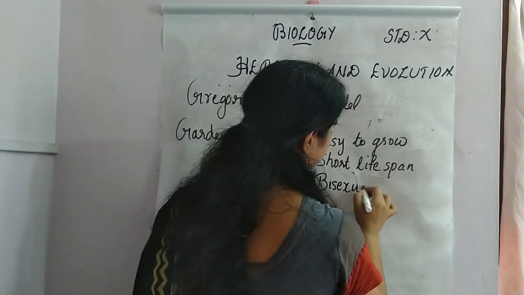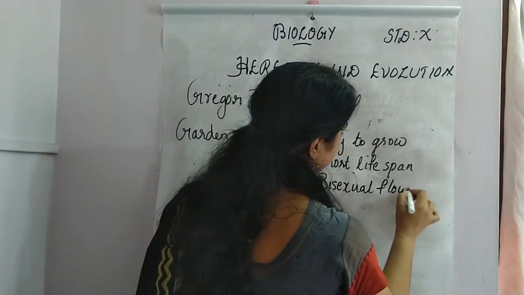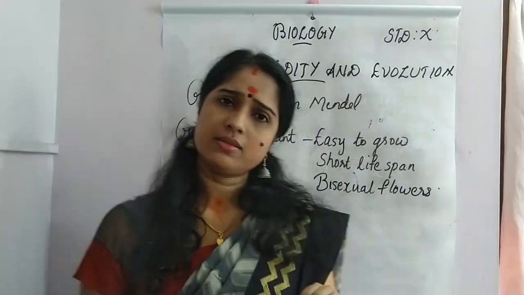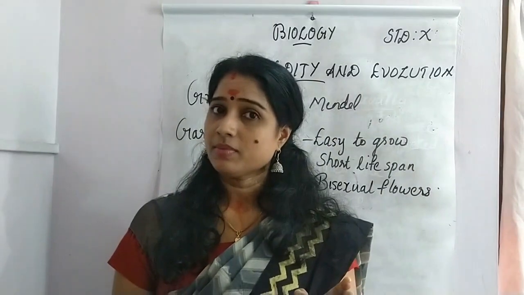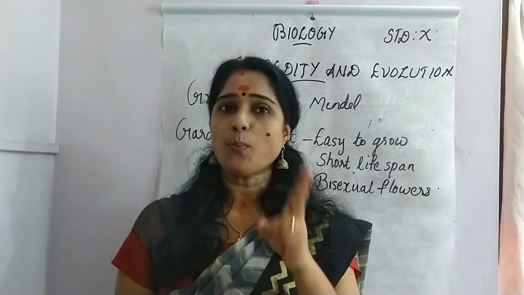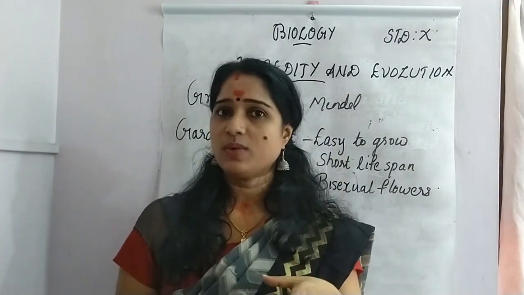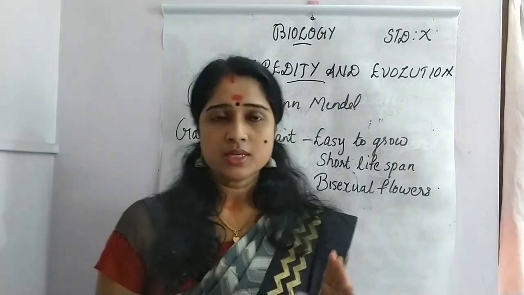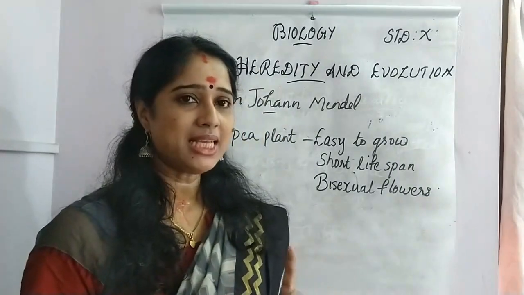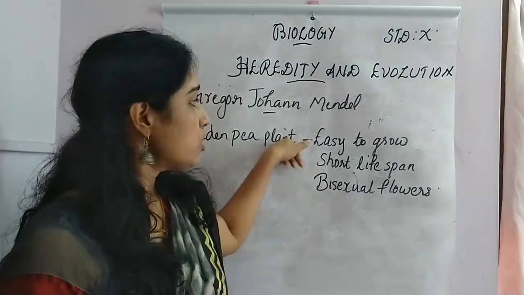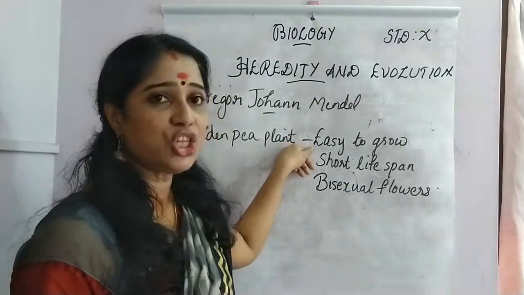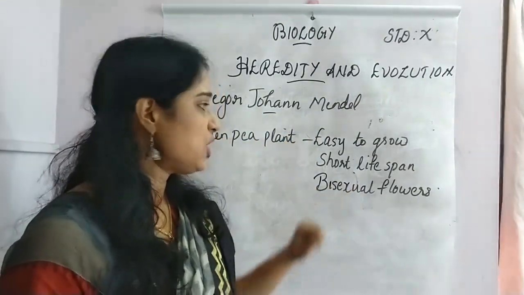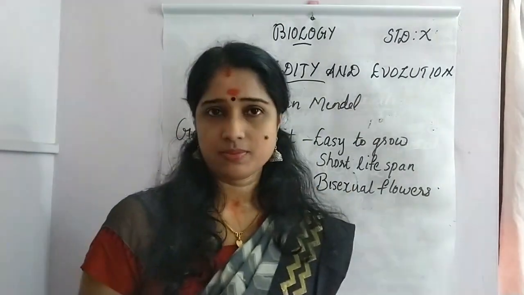Next one is bisexual flowers. Can you tell me what is meant by bisexual flowers? Yes, a flower having both sexes, male sex organs as well as female sex organs, in a single flower. Such flowers are known as bisexual flowers. Clear? Okay, so this is one feature: very easy to grow, doesn't need much care. Next one, short lifespan. Next one, bisexual flowers.